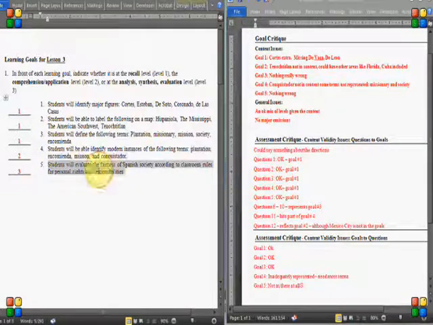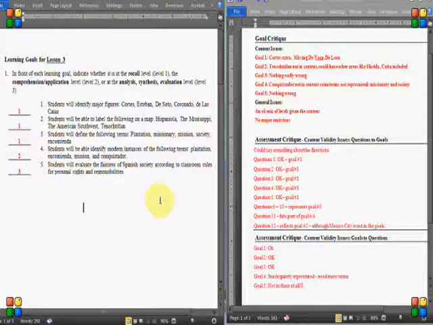Goal number 5, nothing really wrong with that. Students will evaluate the fairness of Spanish society according to classroom rules. Sounds like actually a good activity, and you want to connect how different societies have different structures, and sometimes they're good and sometimes they're not so good, but you have to have some basis on which to make those judgments. So there's really nothing wrong with that goal.